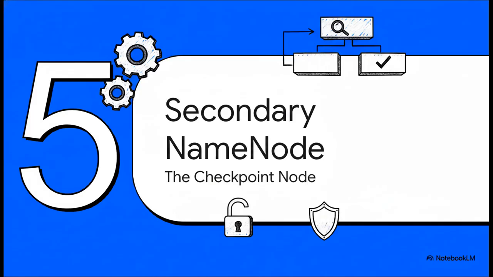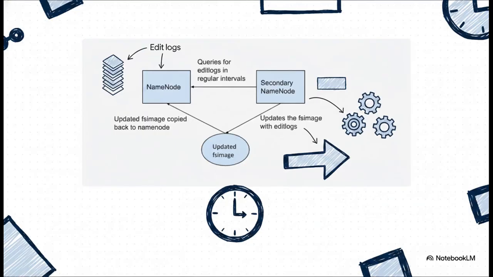Next up, Section 5, the secondary name node. Remember a minute ago how we discussed the name node combining the fsimage and the edit logs on startup? Well, edit logs can grow to be absolutely massive, and combining them with the fsimage actually takes a lot of time and processing power. Enter the secondary name node.